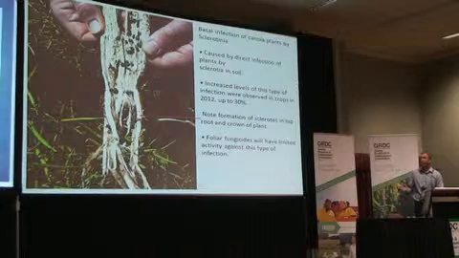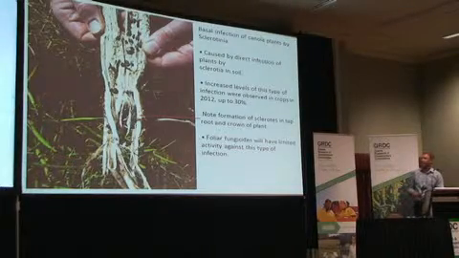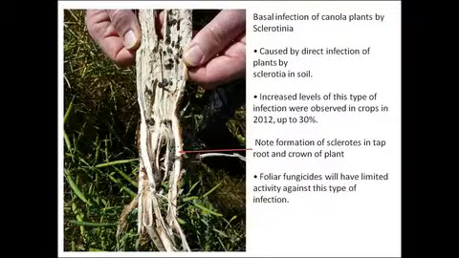And so this is a lot of anecdotal information at the moment. Kurt really needs to do some more work, but it's a bit of a worry. And he saw it up to about 30% in some crops, but typically around 10% across New South Wales of the infections were actually at the ground level, this basal type of infection. And the trouble with this is that the foliar fungicides aren't going to have any control over this type of Sclerotinia.